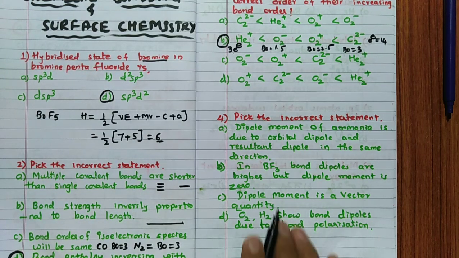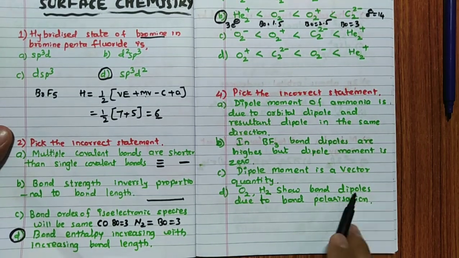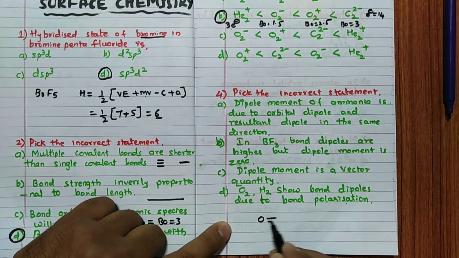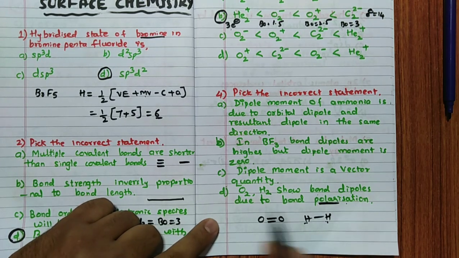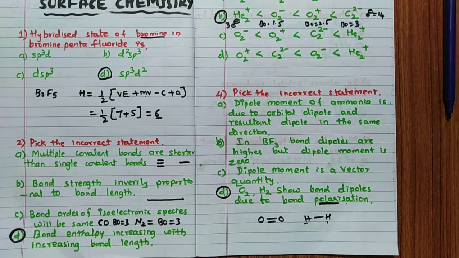It is 100% true. But remember, O2 and H2 show bond dipoles due to bond polarization. Definitely this is wrong because O double bond O or H-H have same electronegative atoms. Hence there is no polarization present. Hence remember, answer for this question should be D.